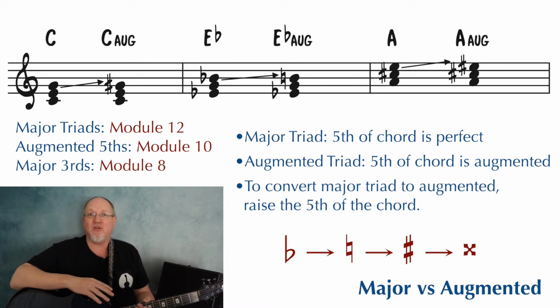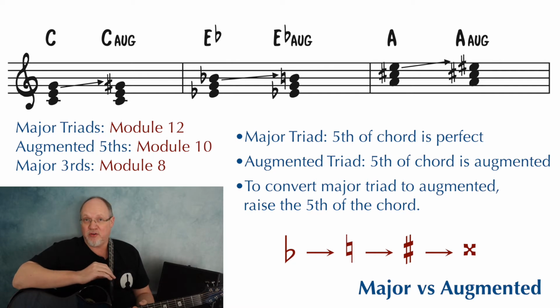So an easy way to write an augmented triad is to first write a major triad and then raise the fifth a half step. When we raise the fifth of the chord, the note name will stay the same, but if it's a flat note, that flat note becomes a natural note. If that note is a natural note, it becomes a sharp note, and if the note's already a sharp note, it becomes a double sharp, and we're going to talk about that in just a little bit.